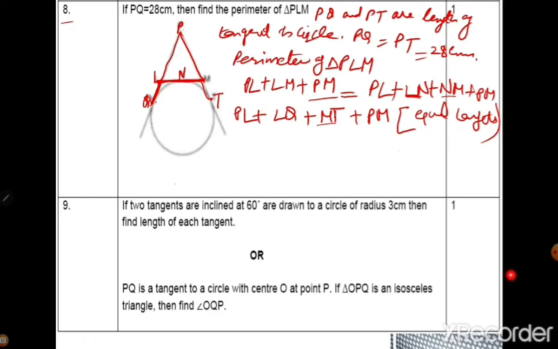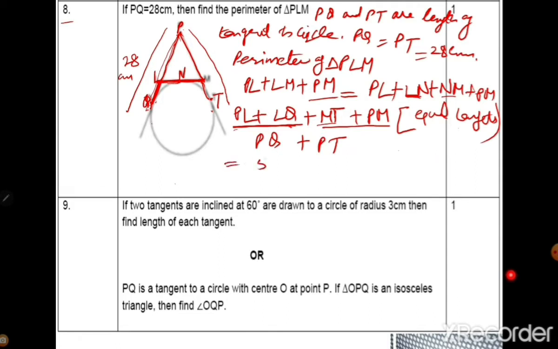Okay, and lengths of tangents are equal from an external point to the circle. So if I am writing PQ and PT are equal, then the same property I am applying here. So LM or LQ will also be equal. Now if we take PL plus LQ together, this full is 28 centimeter, as given. So I can write this as PQ. Same here, PM plus MT becomes PT. And 28 plus 28 together will be 56 centimeter.